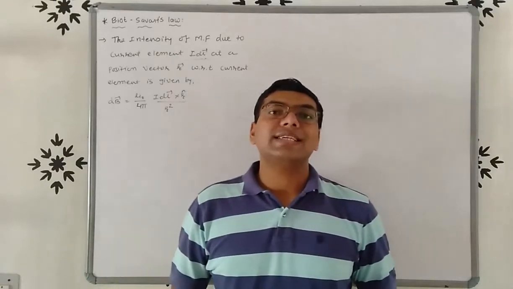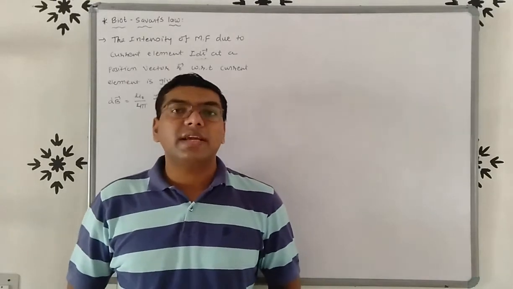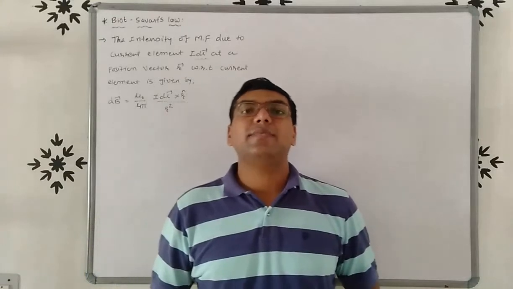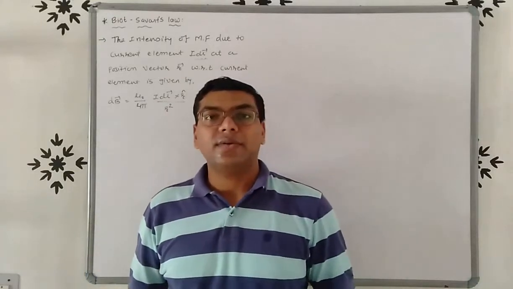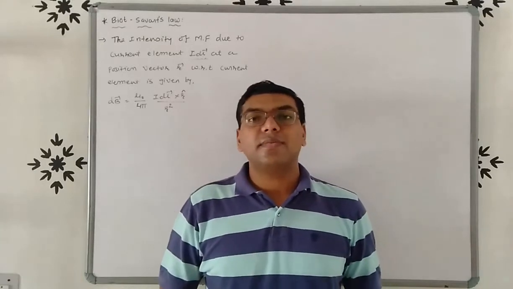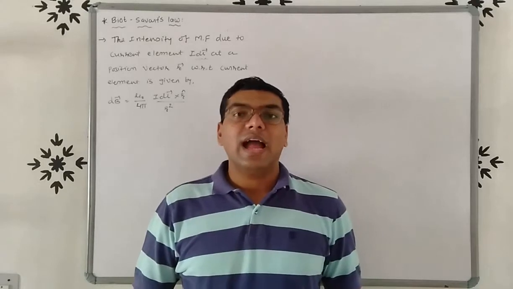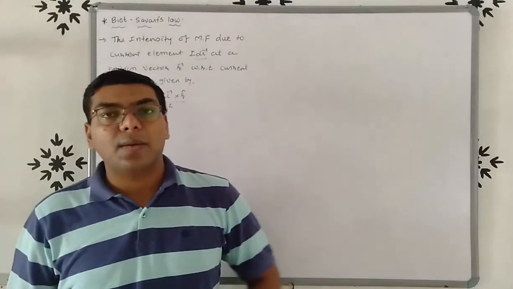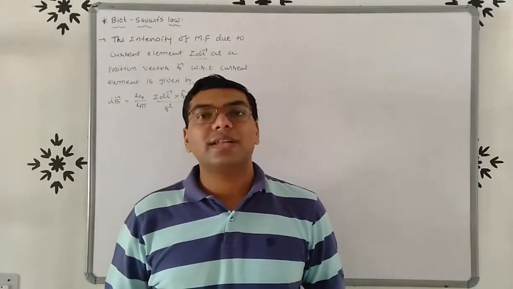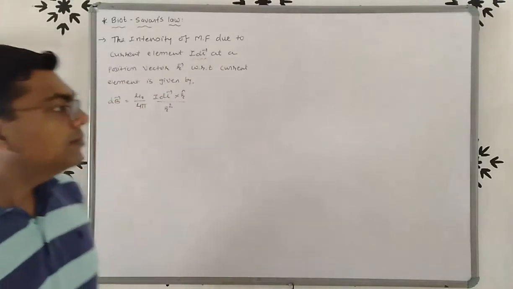The statement is like this. The intensity of magnetic field due to current element Idl at position vector r with respect to current element is given by dB is equal to μ0 by 4π, Idl cross r cap upon r square. So friends, you have to remember this statement and the formula of magnetic field, right?